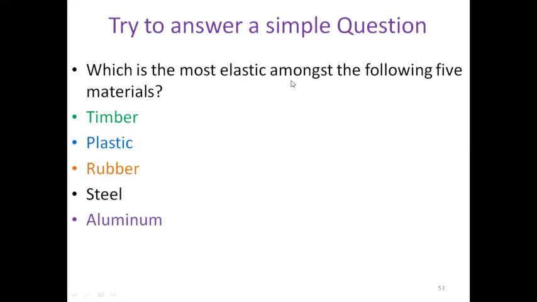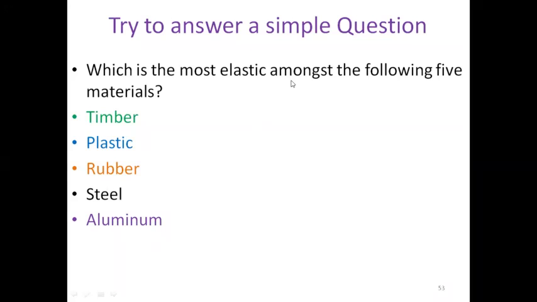Now rubber is elastic material. Yes. Steel is elastic material. Yes. Aluminum is elastic material. Yes. But the question is, which is the most elastic material? Now we have 3 options: rubber, steel, and aluminum.